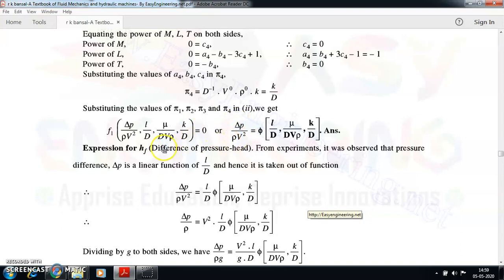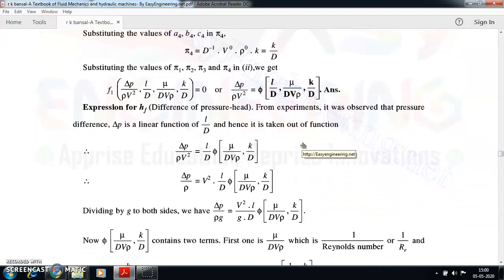I want the expression for delta p. So take the delta p by rho v square term on the left hand side and put it as a function of L by d, mu by rho v d, and k by d. Here the expression for delta p actually ends. If you take the rho v square to the right hand side, your delta p working out is done.